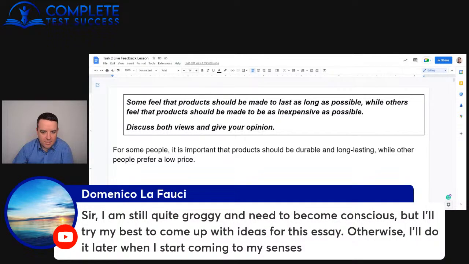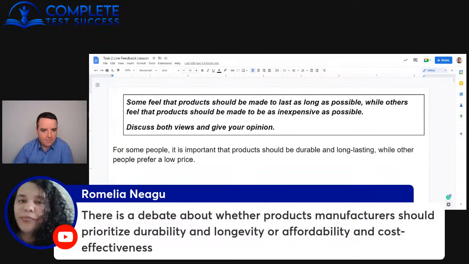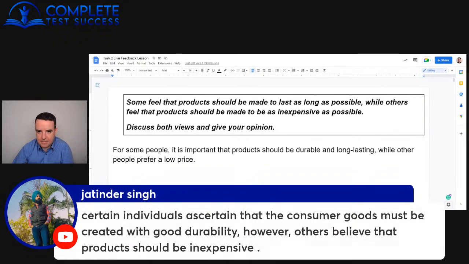Domenico, I'm still quite groggy. I need to become conscious, but I'll try my best to come up with ideas. Lovely. Otherwise, I'll do it later and start coming to my senses. That's absolutely fine, Domenico. So just as good as you can. We can't expect more than that. Ramalia, there is a debate about whether products manufacturers should prioritize durability. Okay, so we saw that already.